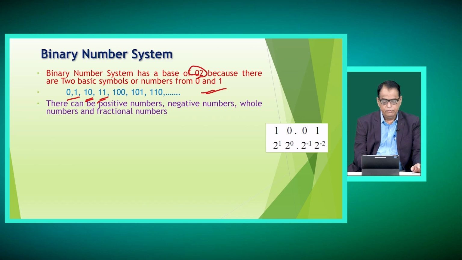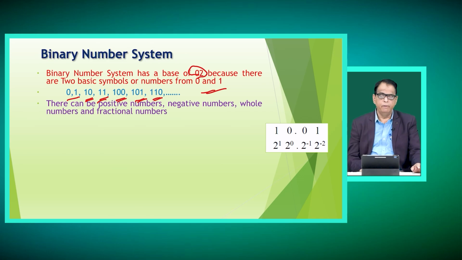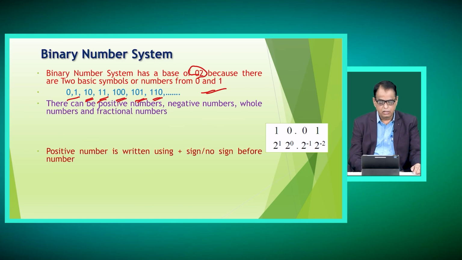Then it is 11, then it is 100, then it is 101, then it is 110. So in this way we can make combinations of the binary digits, and so we can write infinite numbers. As in the case of decimal, where we can write positive, negative, whole and fractional numbers, similarly the same thing applies to binary numbers also. We can write positive, negative, whole and fractional numbers.